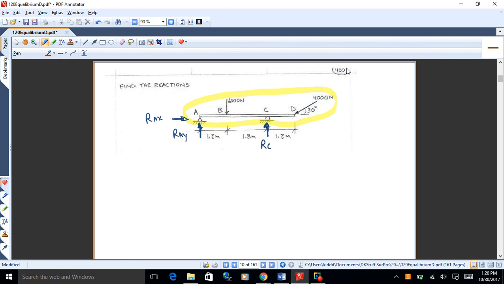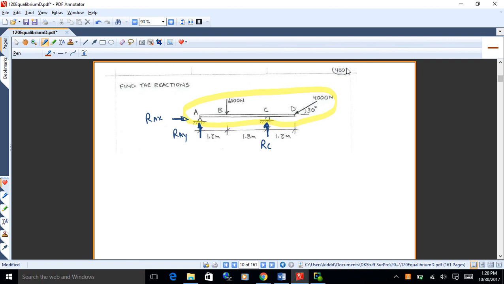Okay, so we got a pin joint and we got a roller. So the roller prevents motion up and down, so I got a vertical force in for the roller, normal to the flat surface there that the roller sits on. And then I've got a pin joint at A. Pin joints prevent motion left, right, and up, down. So I've got an RAX and an RAY. You okay with that? You said A was a pin joint and C is a roller? Correct, yeah.